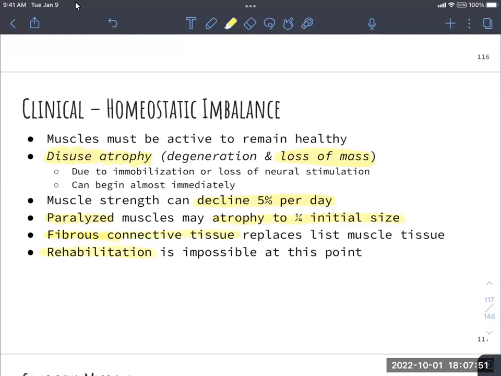So that's why when there's people that are bedridden in nursing homes, they usually have somebody to come in and at least help them move their arms and their legs to help get muscles contracting, muscles moving, to try to prevent this disuse atrophy. Because they're trying to prevent that connective tissue replacing their muscle tissue, because that's beyond the point of repair. We can't do anything to rehab that anymore.